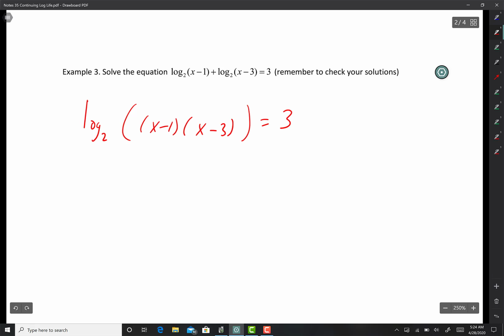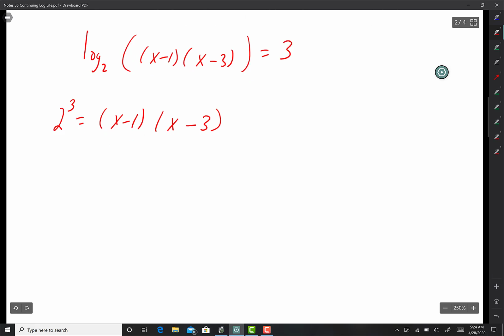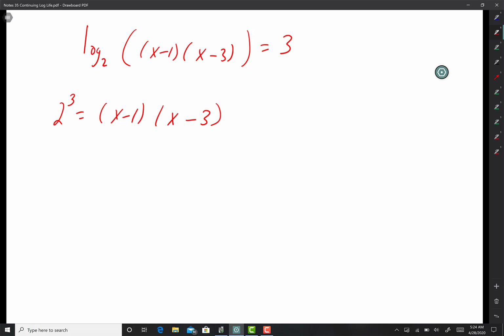And then let's turn this into an exponential. So 2 to the power 3 equals (x minus 1)(x minus 3). And then let's go ahead and expand this. So 2 to the power 3, that's 2 times 2 times 2. So 2 times 2 is 4, 4 times 2 is 8. So I'm going to write 8 equals, and then when I FOIL this, that's x squared, and then I'm going to have minus 3x minus x, so that's going to be minus 4x, and then I'm going to have a positive 3.